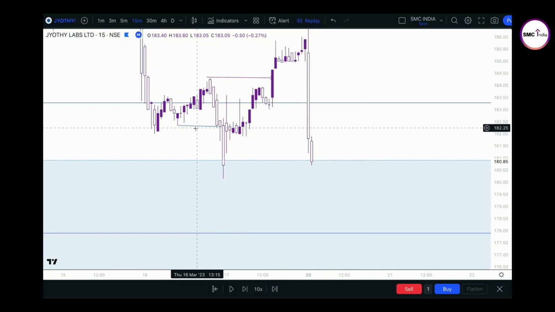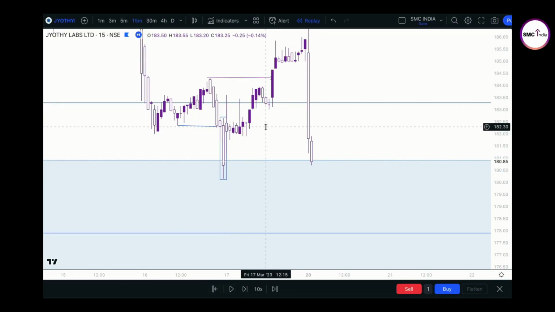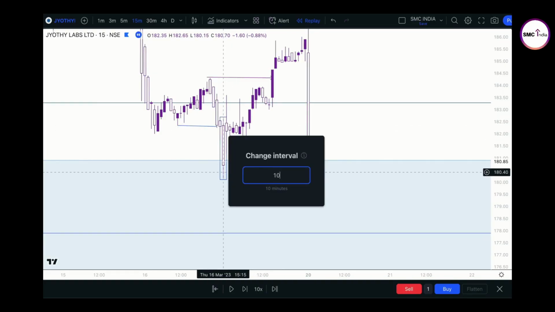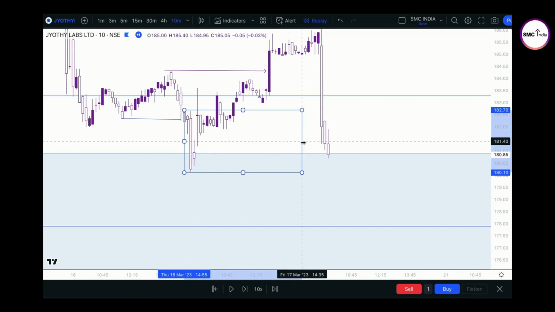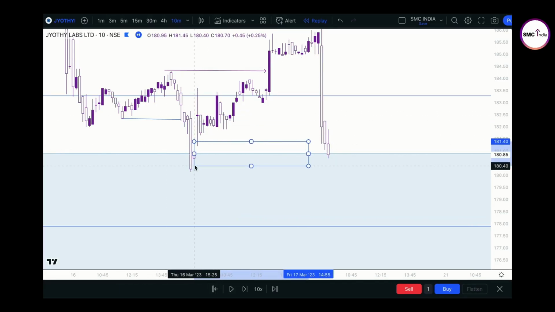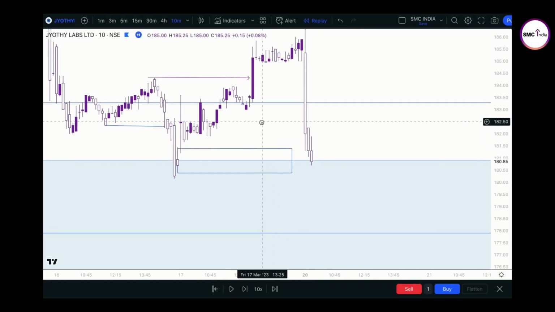What did the price do? It grabbed the sell side liquidity and then it grabbed the buy side liquidity. And this is a very important order block that you should keep in mind. If I see this order block, this is a massive order block. So I'm going to variable time frames to find a cleaner order block than this. And when I'm going to 10-minute, I could see a clean doji candle down here. So this is the candle which is responsible for this massive move up.